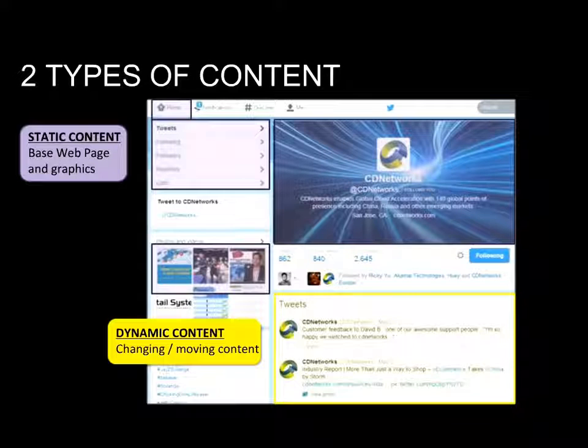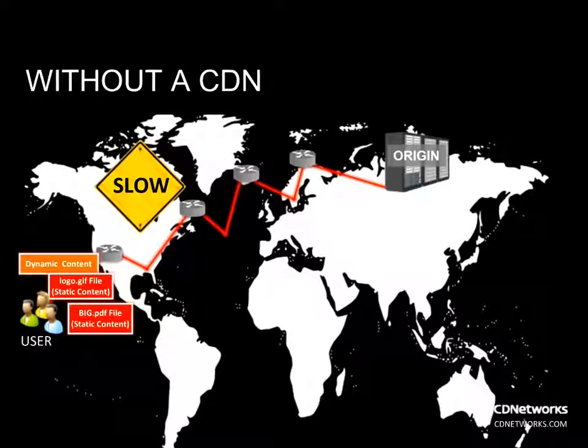As background, there's two types of content, static and dynamic. On the Twitter page, the Twitter logo and graphics are static. They rarely change, and we all see the same images. The Twitter feed, that's different for each of us. That's dynamic. It's always changing.